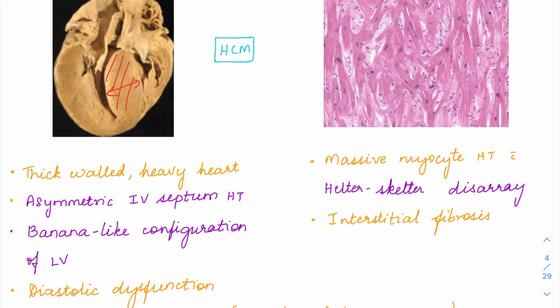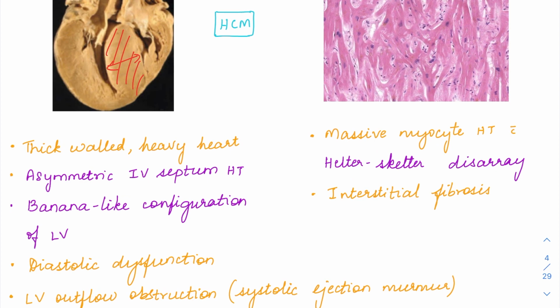So this entire part which we see here, this is the interventricular septum. So look at it, it has become quite large, right? So it will be an asymmetric kind of hypertrophy of this interventricular septum. Since this interventricular septum is becoming so big, it is going to compress the left ventricle, and this is the left ventricle which has become literally compressed like a banana. So this banana-like configuration of the left ventricle associated with the asymmetric hypertrophy of the interventricular septum will be the classical findings which we see in a hypertrophic cardiomyopathy.